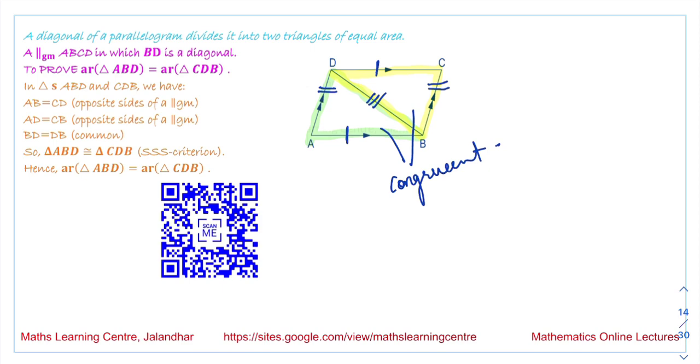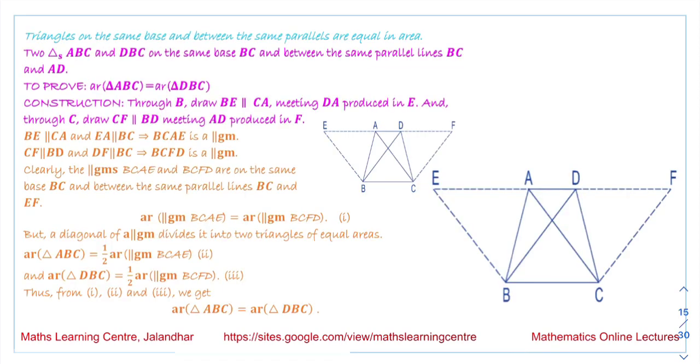Next question, we have to prove that triangles on the same base and between the same parallels are equal in area. So we have a triangle ABC, and the second triangle we are talking about is DBC. We are given that BC is the common base over here, and BC and EF are parallel to each other. Both these triangles lie on the same base and between the same parallels. So we have to prove that their areas are equal.